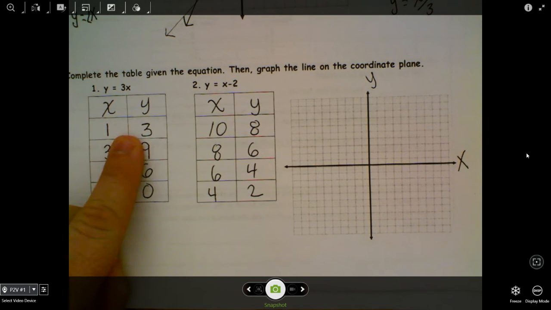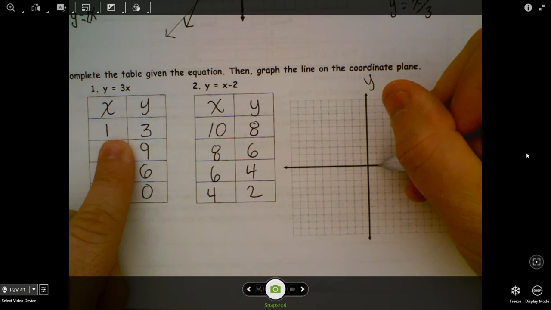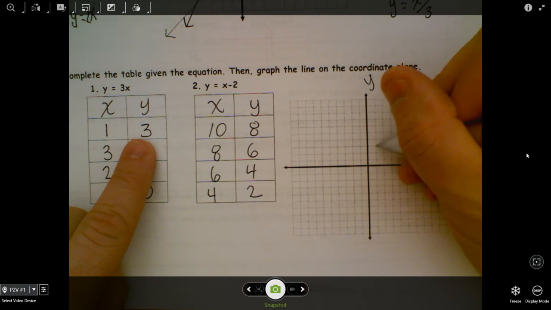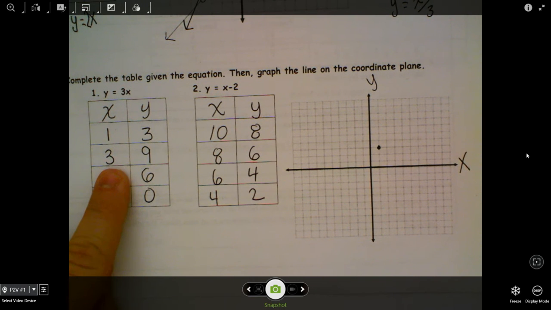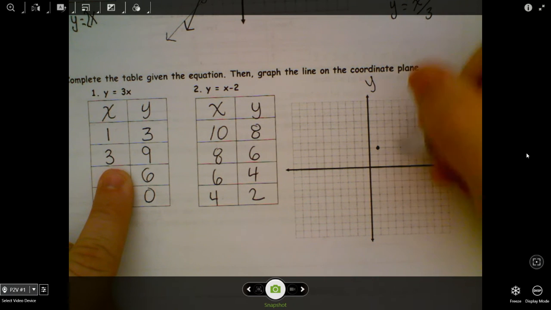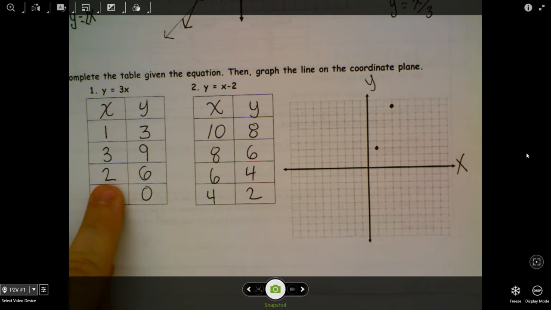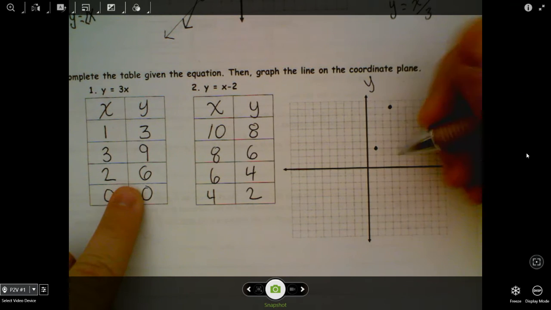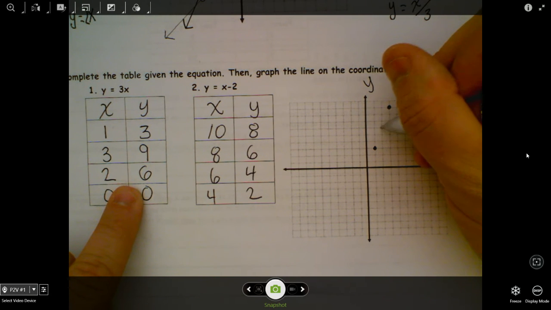So for this first row, we're going 1 on the x. Everything's positive still. We haven't gotten into negatives. So over 1, up 3. 1, 2, 3. Put a dot. Now we're going over to the right 3, up 9. 1, 2, 3, up 9. Now remember, now we kind of went backwards. Now we're going 2, 6. 1, 2. 1, 2, 3, 4, 5, 6.